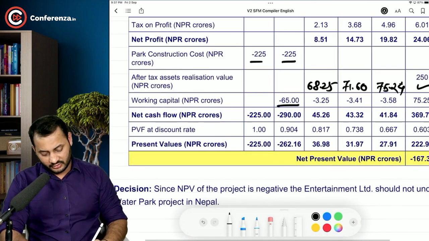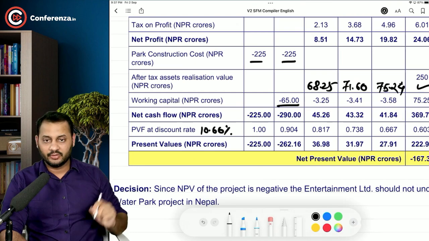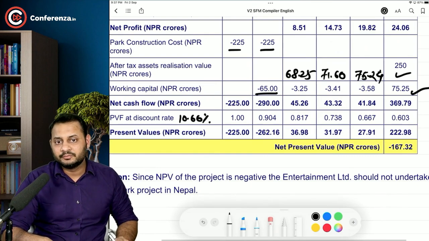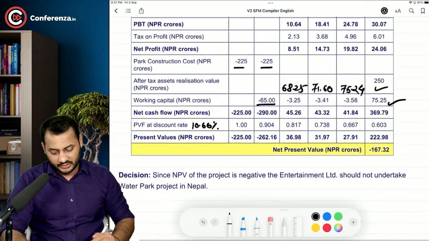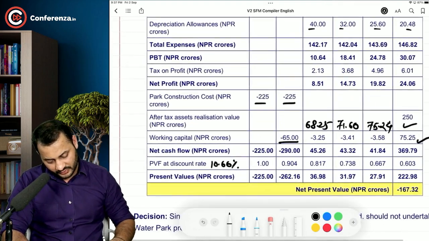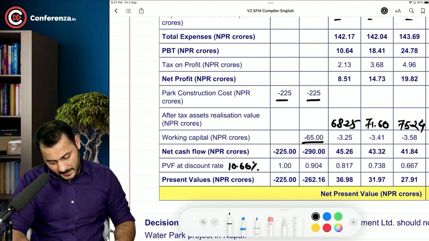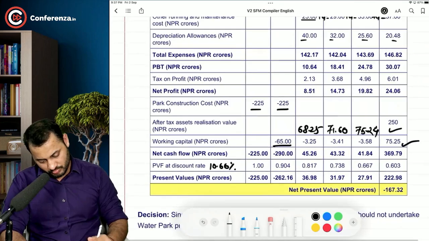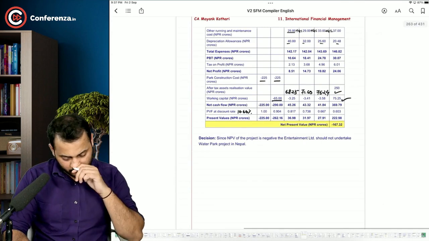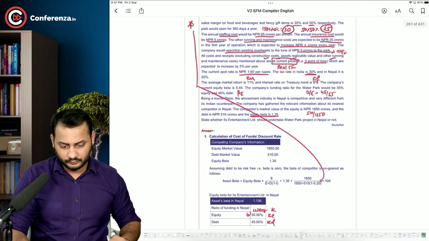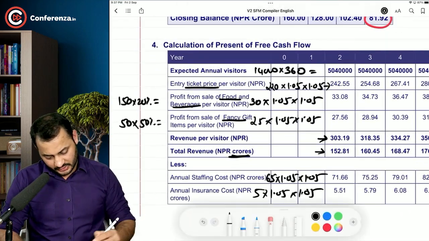Take the discounting rate of 10.66% that we calculated in the beginning, and then the present value. It is coming to negative. You will reject the project. Simply. Make sure that you are adding the depreciation. I will just write down how did we calculate this. I will have to keep the marking from the beginning. So let's start.